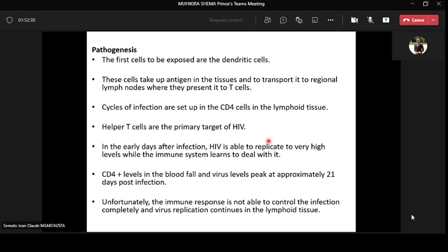As for pathogenesis, it is not very complex. The first cells are antigen presenting cells, dendritic cells, which are exposed first. Then they take antigen to the regional lymph nodes where the T cells are. CD4 cells are infected, and they are the main target for HIV. In the days after infection, HIV is able to replicate to a very high level while the immune system learns, that is the initial phase. Then after that immunity develops.